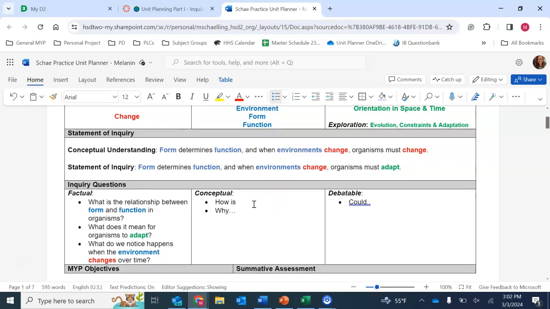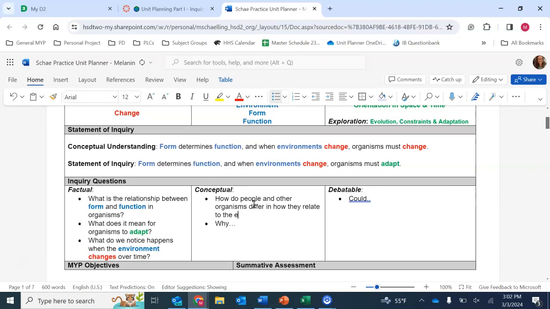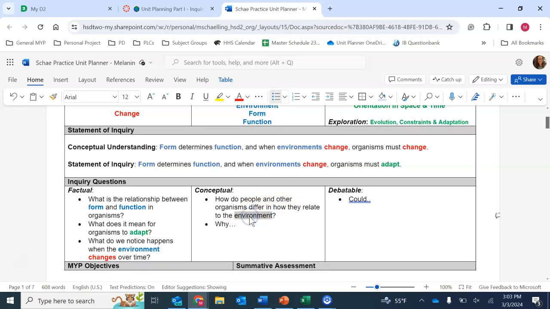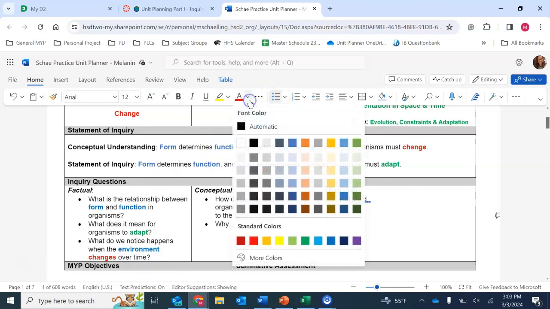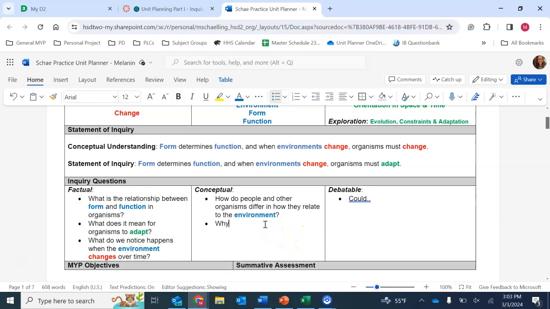I'm going to say, how do people and other organisms differ in how they relate to the environment? Obviously people change the environment to fit us, but we are the only organisms that really do that. All other organisms are kind of stuck with whatever the environment shows them. So I think that's a really good question.